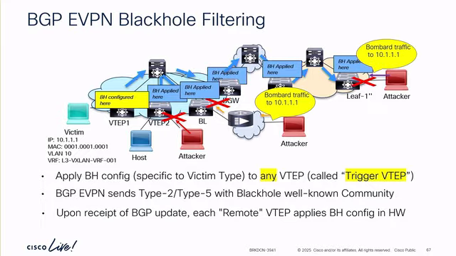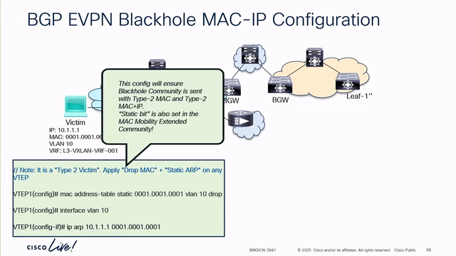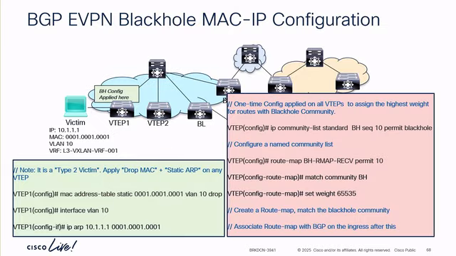So what does the config look like? So basically, the config looks something like this. On the trigger VTEP, I apply this config, the drop entry. I'm giving you one example with a destination host IP being attacked. Then on the remaining devices, I do need to apply one route map, though.